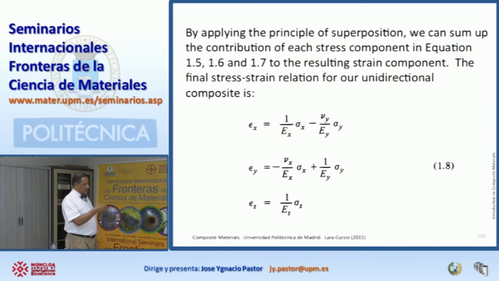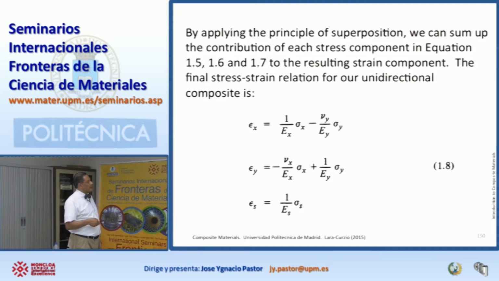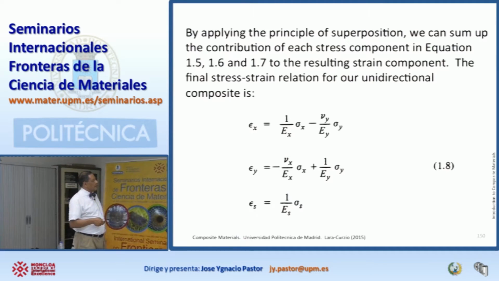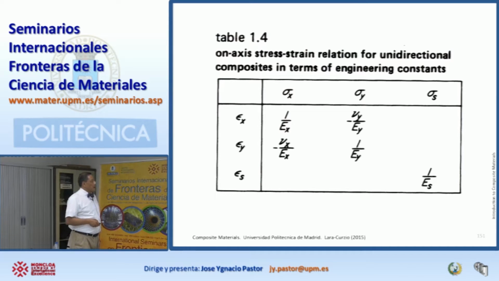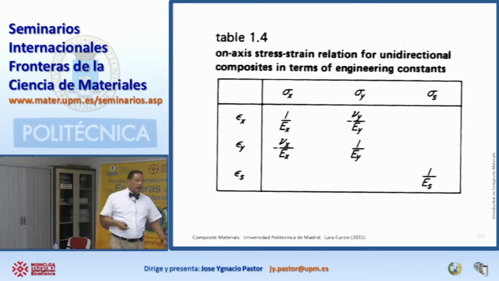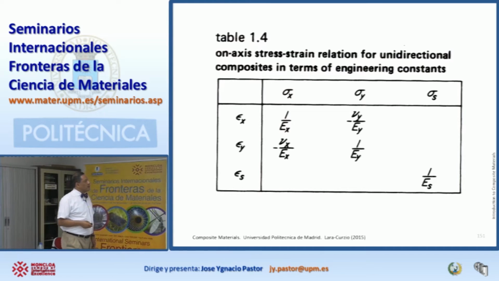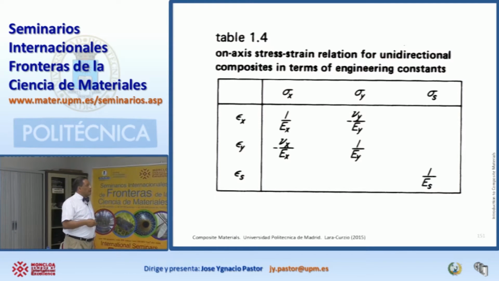But here is the principle of superposition. Your strains are going to be the result of the applied stresses in the different directions, and you have your shear strain as a result of your shear stress. And as good engineers, we like to do calculations. So this is a very convenient representation to calculate your strains as a function of stresses.